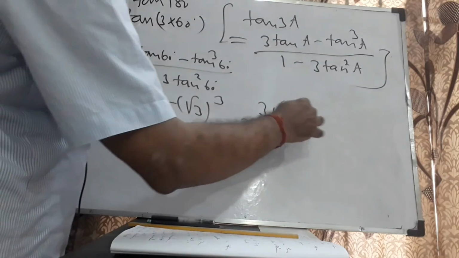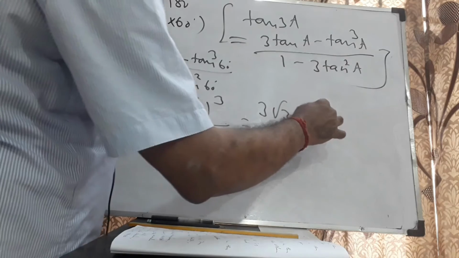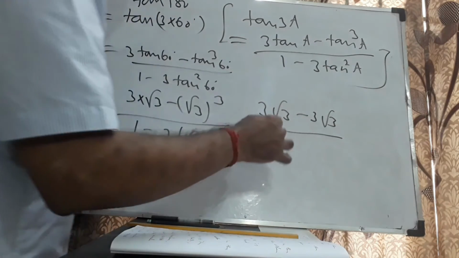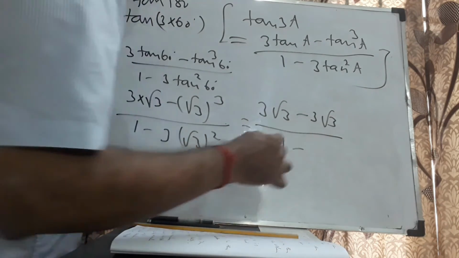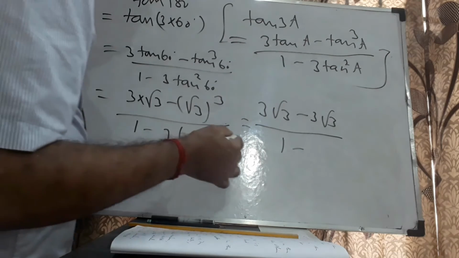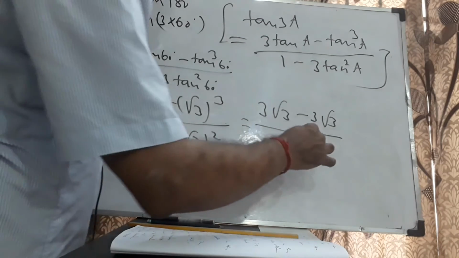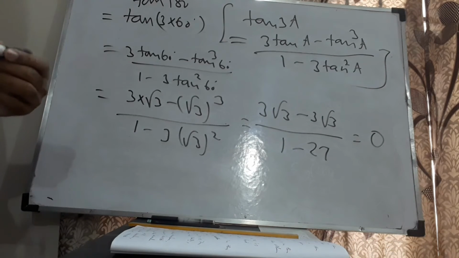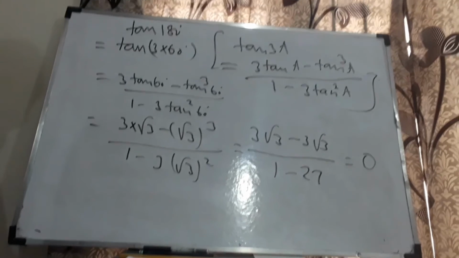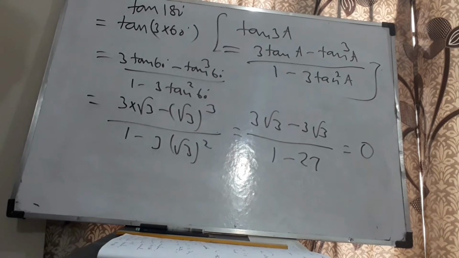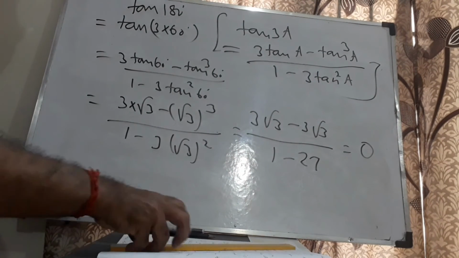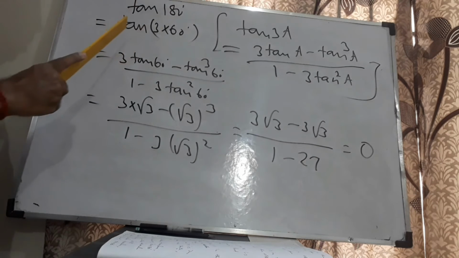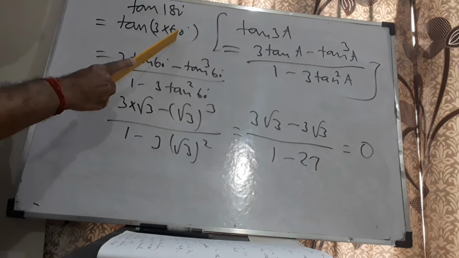Therefore this will be 3 root 3 minus 3 root 3, divided by 1 minus 27, is it right? Yeah. Therefore this is reduced to 0. Tan is also becoming 0 at every multiple of pi. I repeat, tan 180 degrees can be written as tan 3 into 60 degrees.